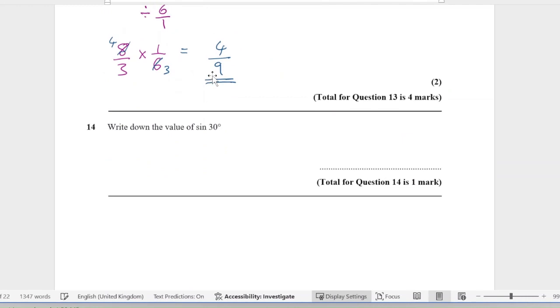And write down the value of sine 30. So always a bugbear, exact values of trig. Some people remember them. I'm terrible at remembering them. I always go from how we work them out. So I would imagine that I had an equilateral triangle that was 2 by 2 by 2. I drop a vertical line there, and I say that this length here would be 1. So 2 squared is 4, so that's going to be root 3. And that's going to be my 30-degree angle.